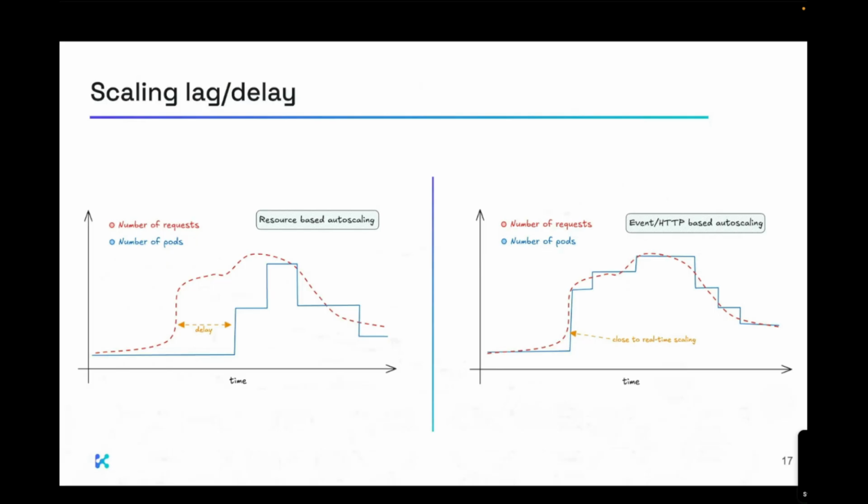So the better approach in this case is to get to the state on this side of the screen, where the number of pods is almost close to the number of requests that are coming in. So it reflects it basically. This is the state we would like to achieve.